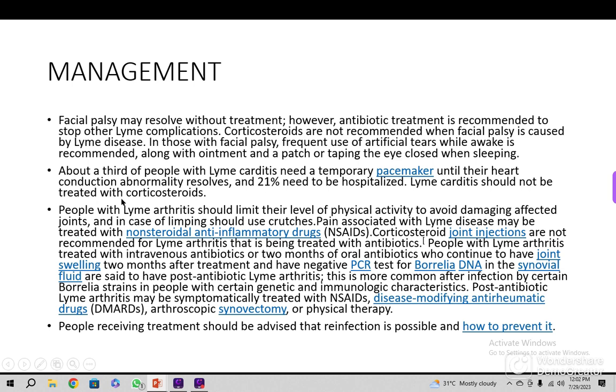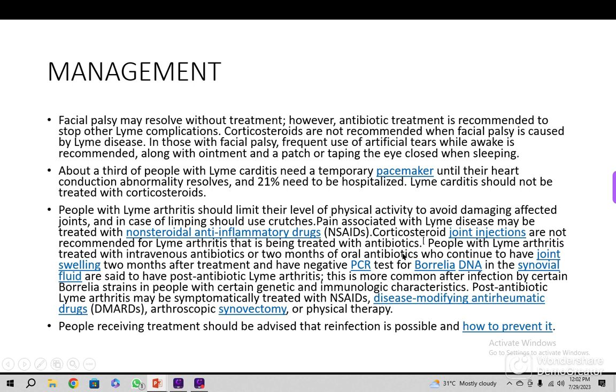Lyme disease should not be treated with steroids. It worsens the disease. People with Lyme arthritis should limit their level of physical activity to avoid damaging affected joints. In case of limping, they should use crutches. Pain associated with Lyme disease may be treated with NSAIDs. Corticosteroid joint injections are not recommended.